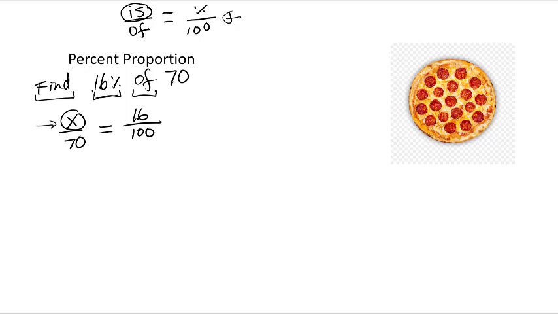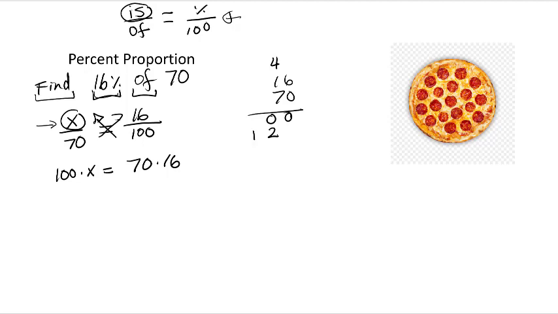So how do we solve for x? Again, we cross multiply. Let's do that. We have 100 times x equals 70 times 16. How much is 70 times 16? Let's do that. Okay, zeros here, right? 0 times 16 is just 0. 7 times 6 is 42. So we carry over the 4. 7 times 1 is 7, plus 4 is 11.